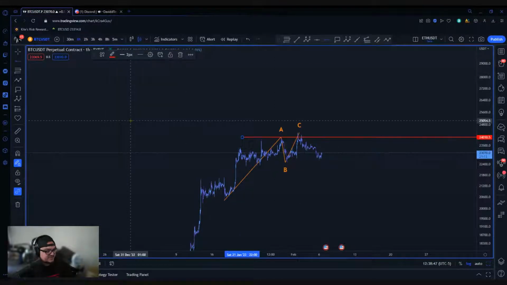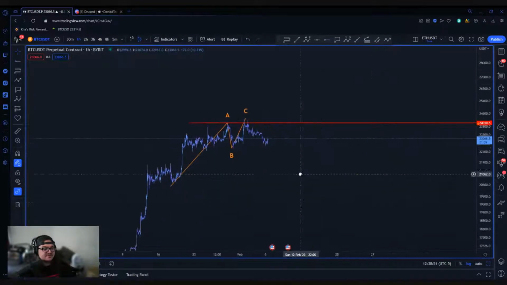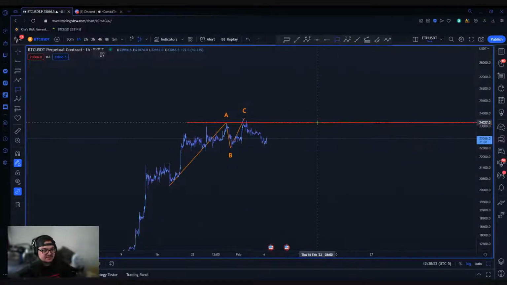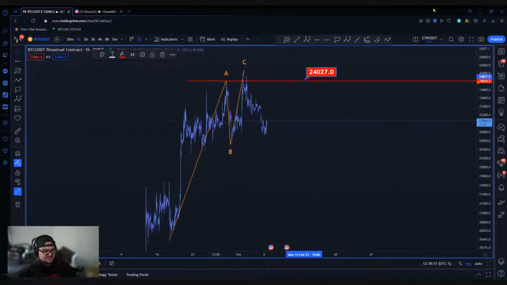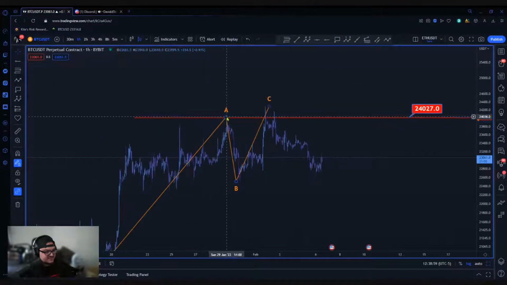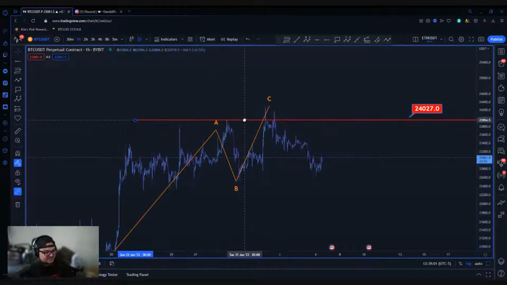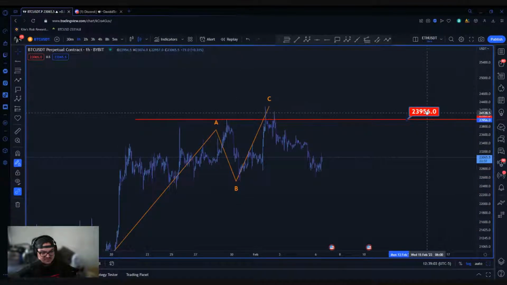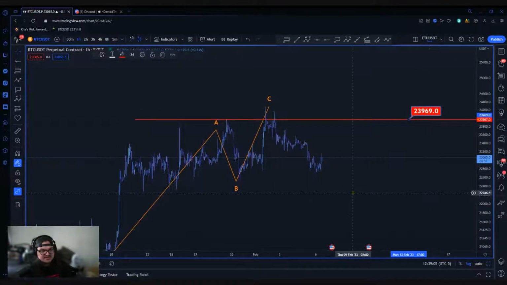Now, at the moment, we do have an identified ABC short setup here. So currently, I'm shorting as long as price is below, I have to get a little bit more exact, but around that $24,000 level. It's based on the peak of this A. Oh, I was a little bit off there. It's actually 23,970.